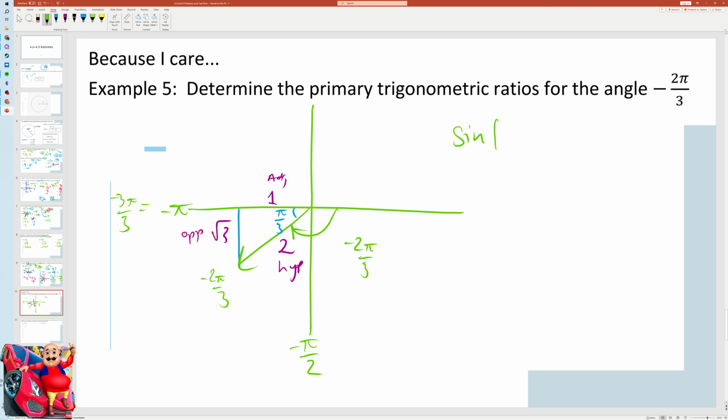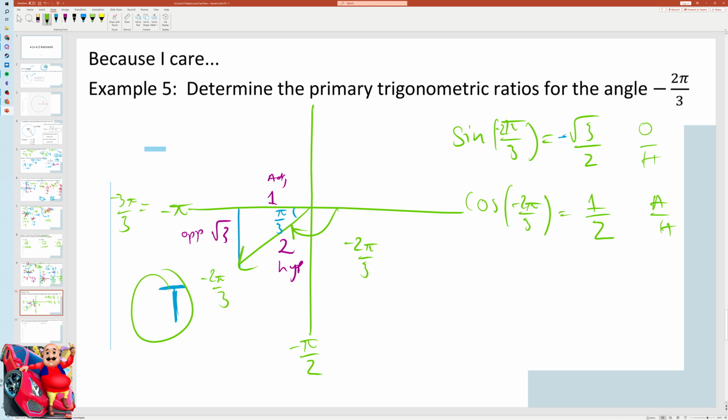Sine of negative 2 pi over 3 is equal to opposite over hypotenuse, so opposite root 3 divided by 2. However, be careful. We are playing fast and loose because we are in the T quadrant, so that's going to be a negative root 3 over 2. Rinse and repeat: cosine of negative 2 pi over 3 is equal to adjacent over hypotenuse, which is our adjacent side of 1 divided by our hypotenuse 2. We're still in that T quadrant, so put a negative on that.